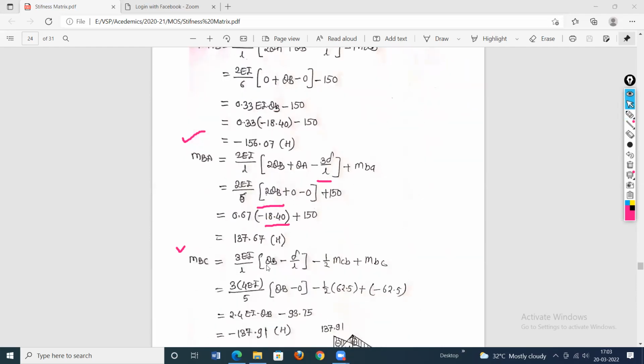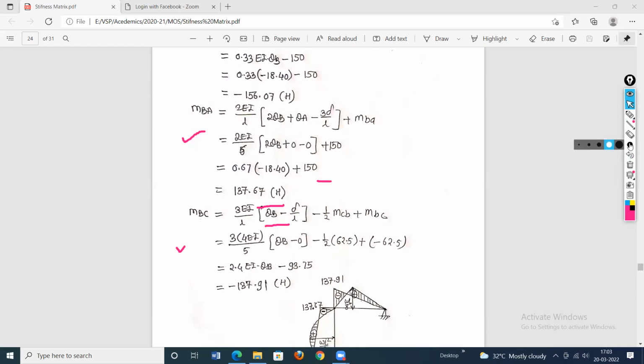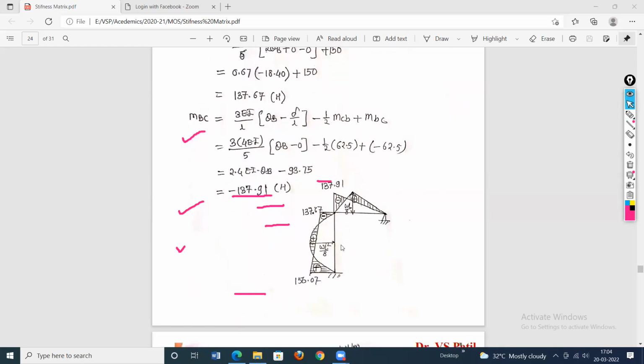So therefore, I am not explaining this, because it is assumed that the students are well aware of writing slope deflection equations. Then this is MBC. Since C is a hinge support, we can use a modified slope deflection equation. So these are the answers along with the nature, whether it is sagging or hogging. And then finally, after getting the final end moments, plot the bending moment diagram.